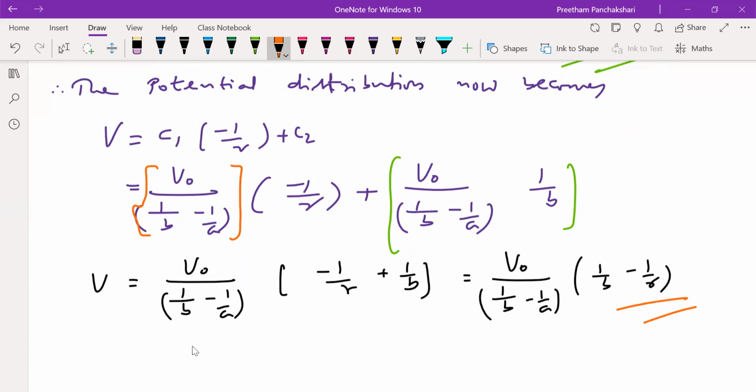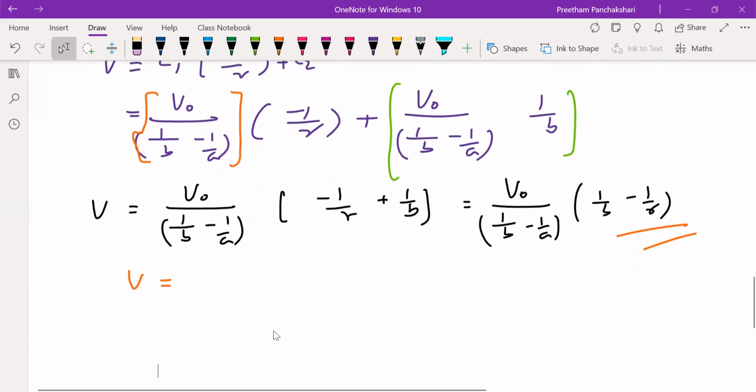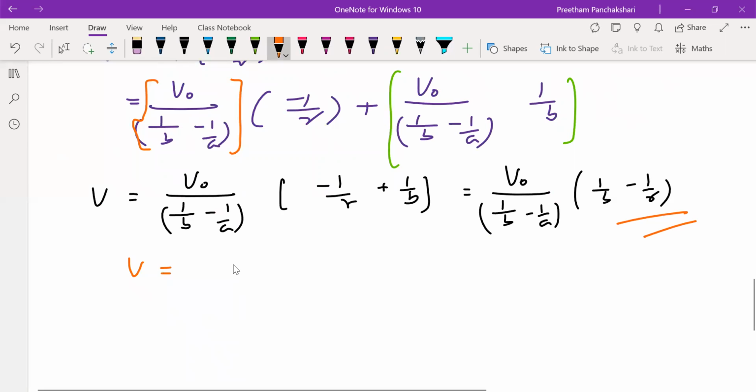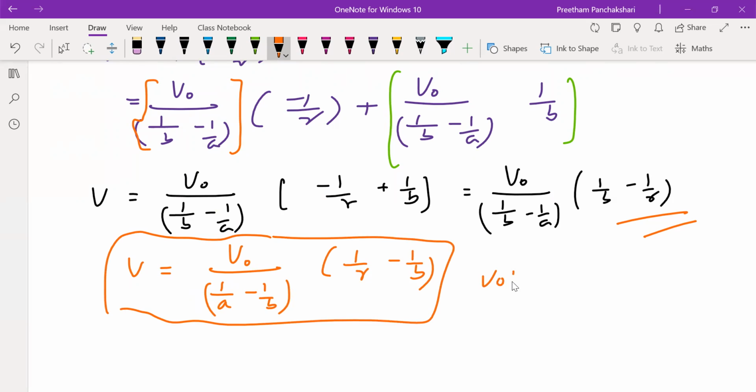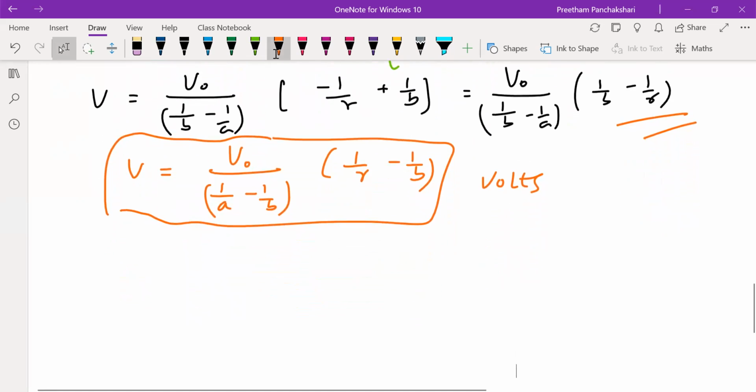So finally, we can have a proper expression for the potential distribution. That is, V is equal to V naught divided by 1 by A minus 1 by B, which is a better one. It becomes a positive number now. Similarly, 1 by R minus 1 by B becomes another positive number. So this is the potential distribution in volts. Let me call this equation 2.